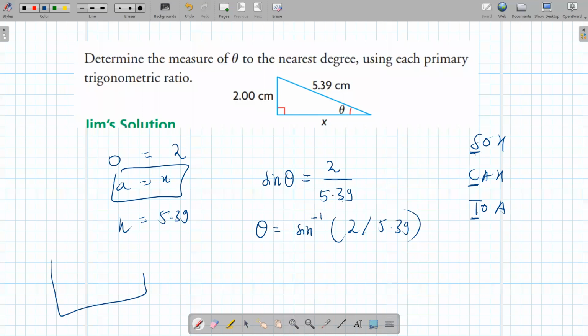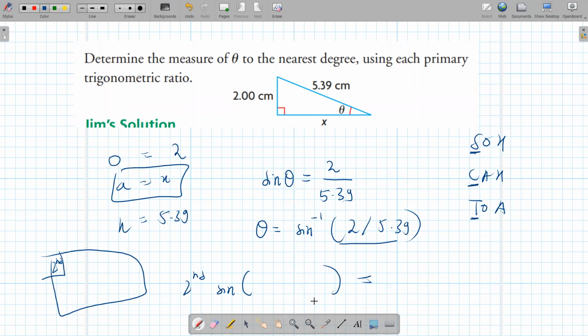Now on your calculator on the top left, you have something called second, or shift. What do you have? Second. So what you want to do is press second, then press sine, and that'll bring the sine inverse function. Try it. Second, sine, bracket open, 2 divided by 5.39, bracket close, equals. And tell me what that gives.